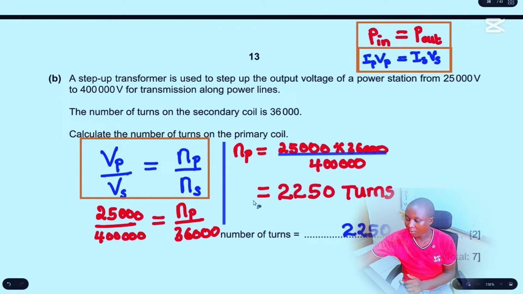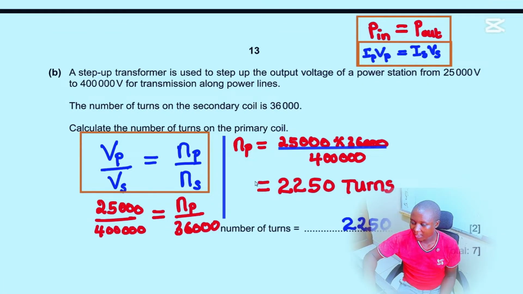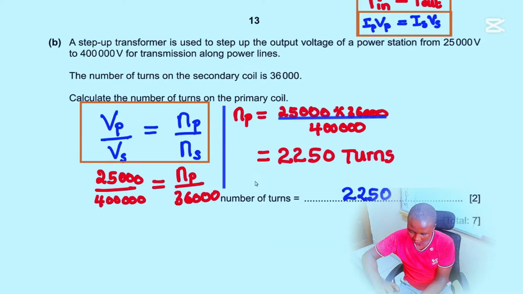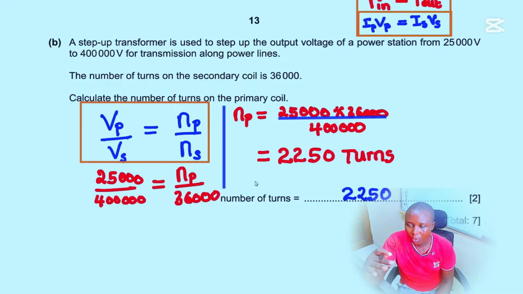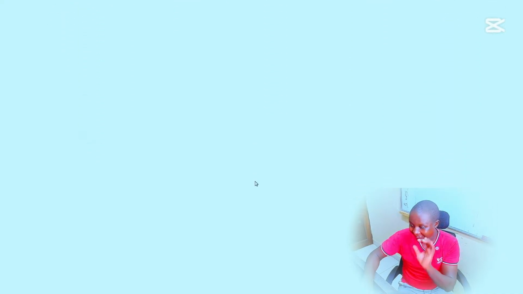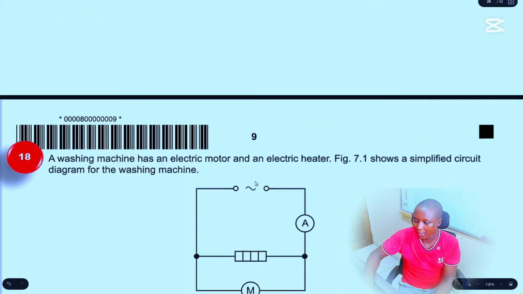36,000. So if you substitute, you're going to get 2250 as the number of turns in the primary coil. If I put that in my calculator, I'm getting my answer equivalent to 2250 turns in the primary coil. So you can see in the secondary coil we have more turns. That's why it's a step-up transformer. I'm going to take you through how a transformer works in a short while. Let's look at this first.